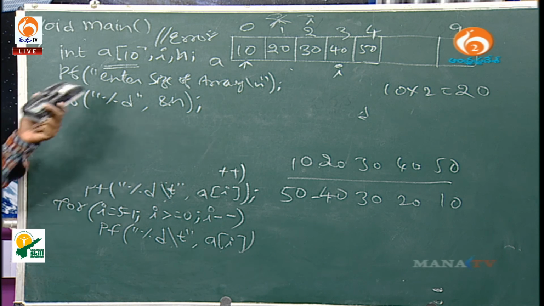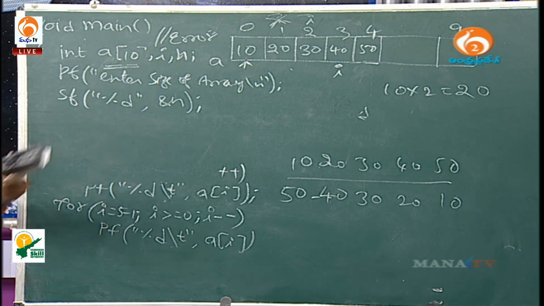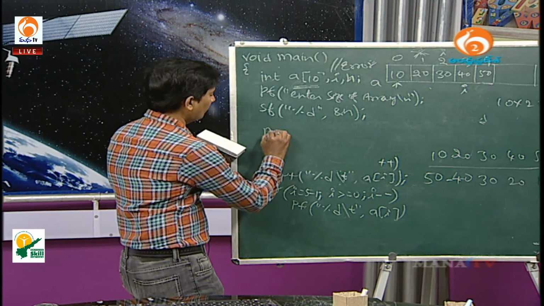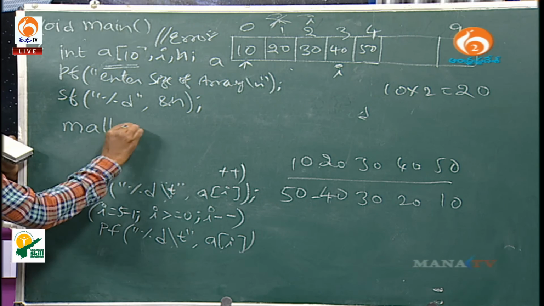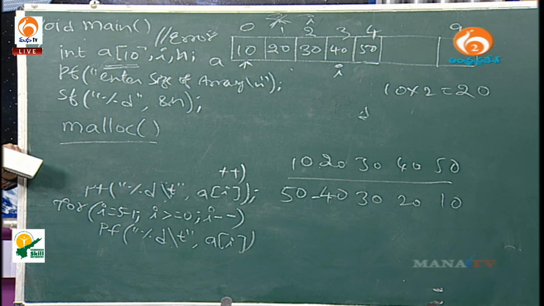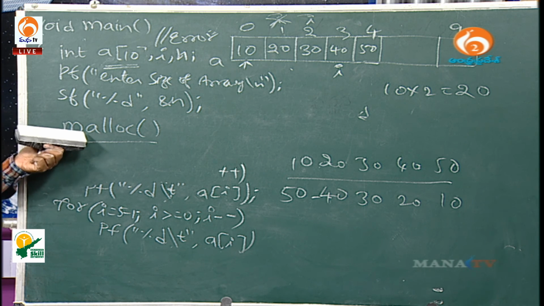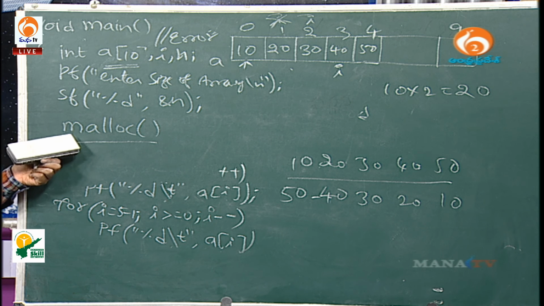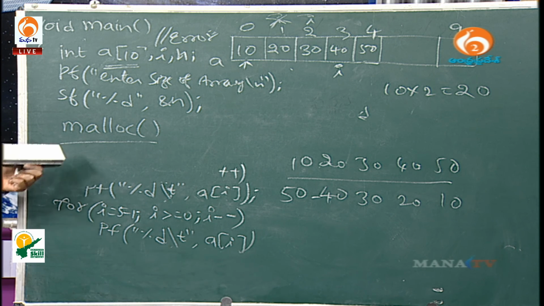If you don't want to waste the size, and if you don't know how many elements we are going to retrieve from the keyboard, we have to go for the runtime array, that is malloc. It is a predefined function used for runtime memory allocation. It is not only for arrays, it is also used to create structures and arrays. It is dynamic memory allocation.